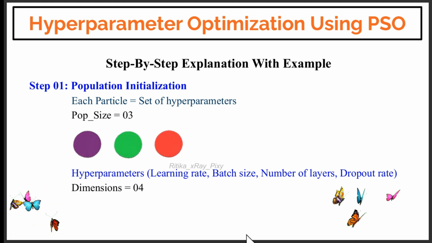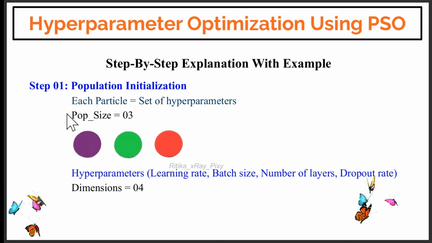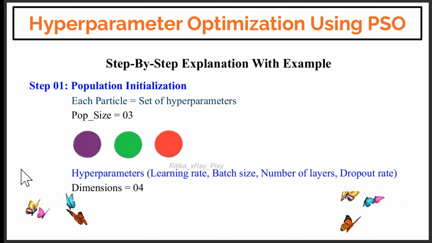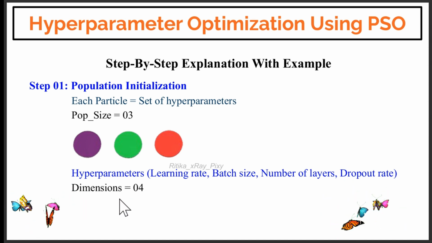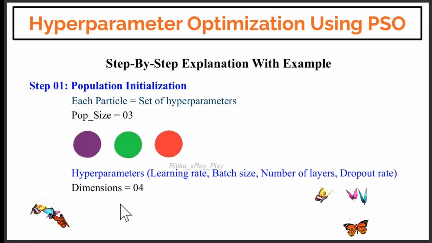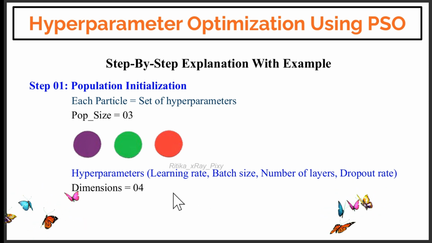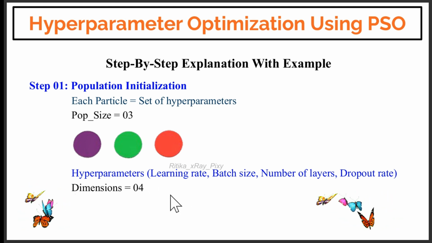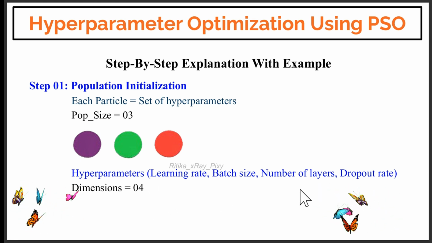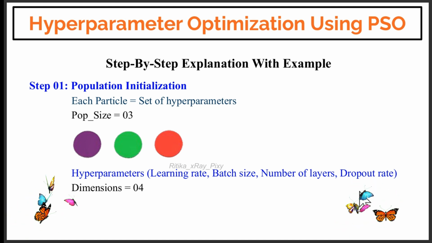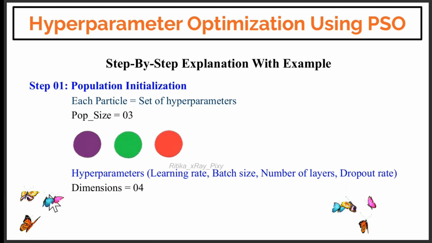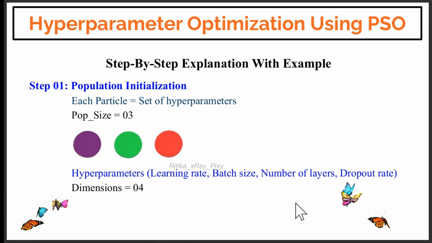And for simplicity, we will use the number of particles here, 3, and we will initialize the initial velocity for each particle, 0. And here we have the number of dimensions, that is the number of hyperparameters. So we have 4, because we have 4 hyperparameters to optimize: the learning rate, batch size, number of layers, and the dropout rate. So we have population size 3, number of dimensions 4, and the initial velocity for each particle is considered here 0.